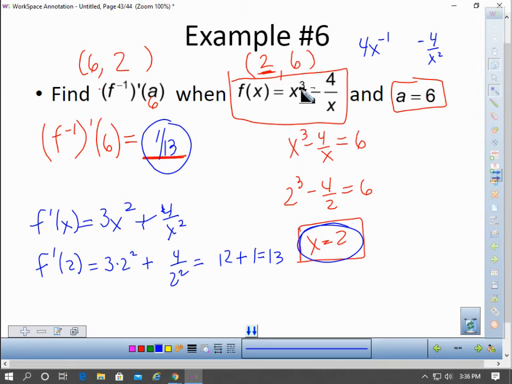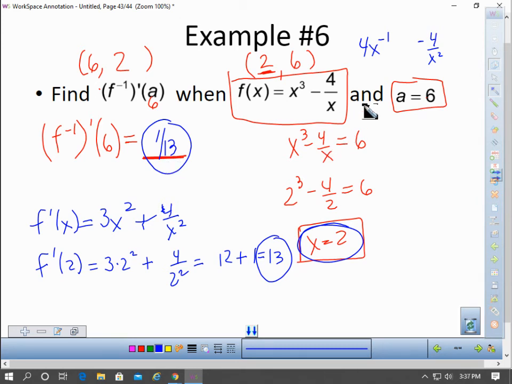Notice I did not have to find the inverse function to figure out the answer. That's the whole point of what we're learning about. You don't have to find the inverse function to figure out the slope of its tangent line. You can find the slope of the tangent line on the function and then just do the reciprocal. So the slope of this function f at 2 was 13. Okay? So that means the derivative of the inverse at 6 is the reciprocal of that. So it's 1 over 13.